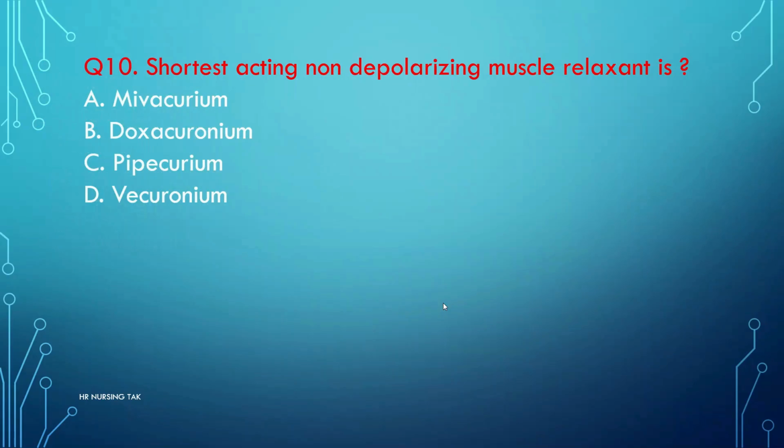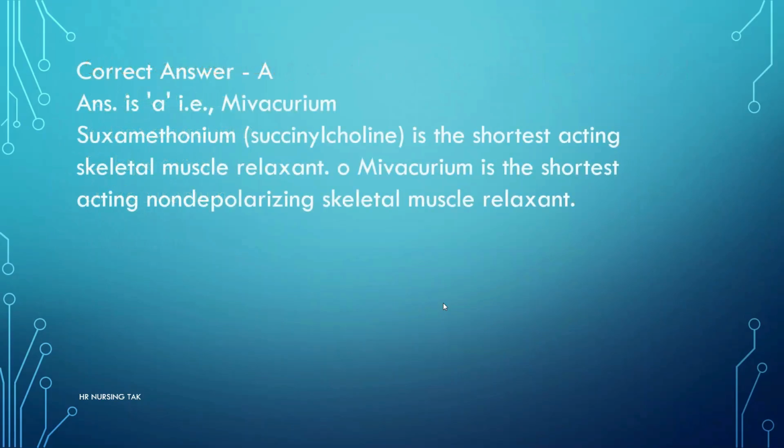Question 10. Shortest acting non-depolarizing muscle relaxant is A. Mivacurium, B. Doxacurium, C. Pipecuronium, D. Vecuronium. Correct answer A. Mivacurium. Succinylcholine is the shortest acting skeletal muscle relaxant. Mivacurium is the shortest acting non-depolarizing skeletal muscle relaxant.